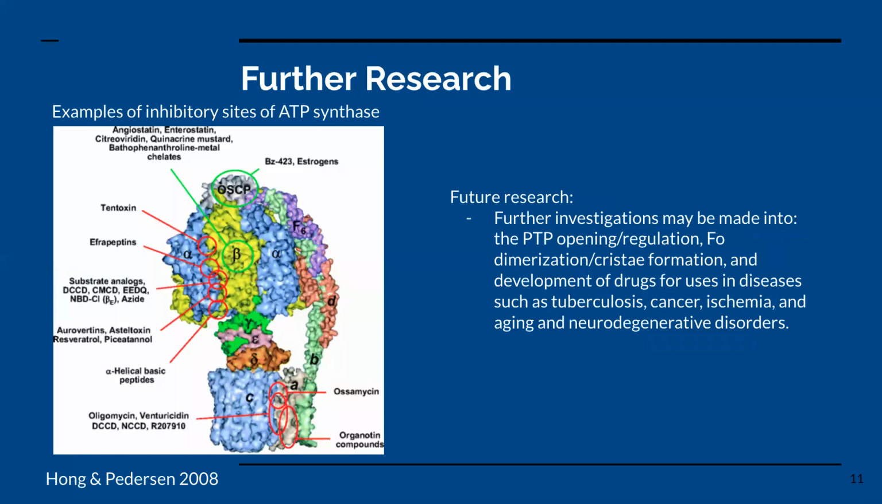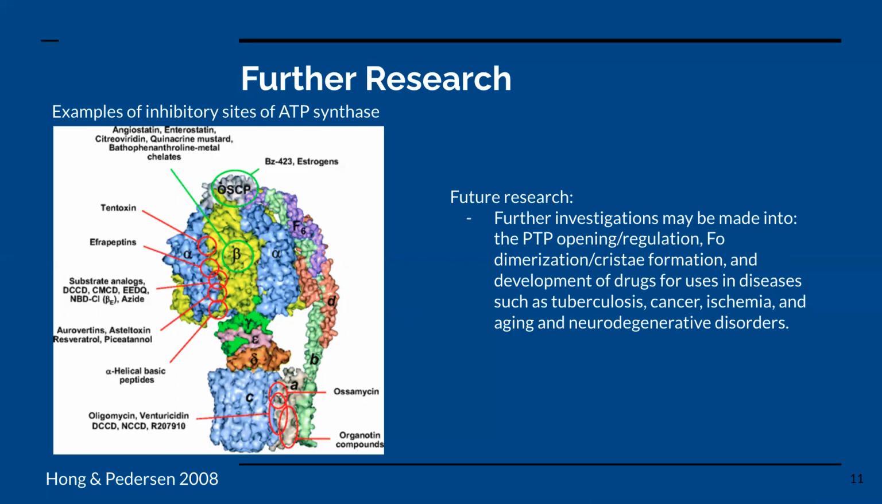Some further research that could be investigated using the results of this study may be made into the PTP opening and regulation, F0 dimerization and cristae formation, and finally, the development of drugs specifically targeting mammalian ATP synthase for uses in diseases such as tuberculosis, cancer, ischemia, and aging and neurodegenerative disorders.